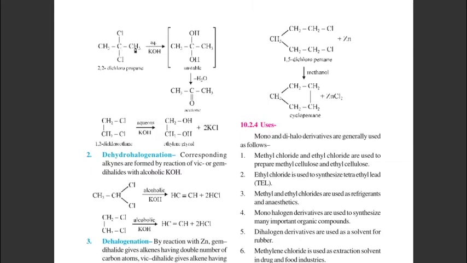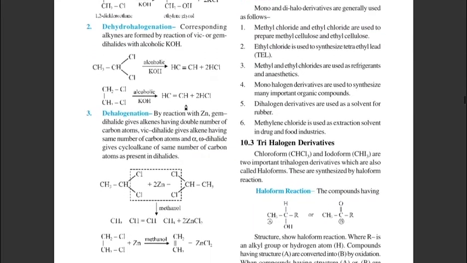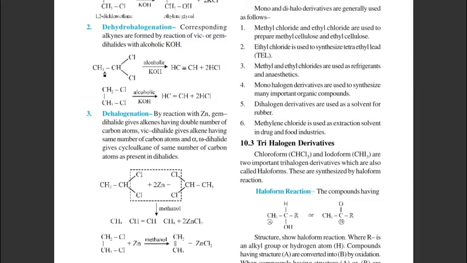Hydrolysis with aqueous KOH of 2,2-dichloropropane, but in this case the final product is acetone. Second, dehydrohalogenation. Dehydrohalogenation means removal of hydrogen and removal of halogen. So when it is treated with alcoholic KOH, two HCl molecules, 1H, 1Cl, 1H, 1Cl get removed, and hence in this way a triple bond appears between these two carbon atoms, hence alkynes are produced.